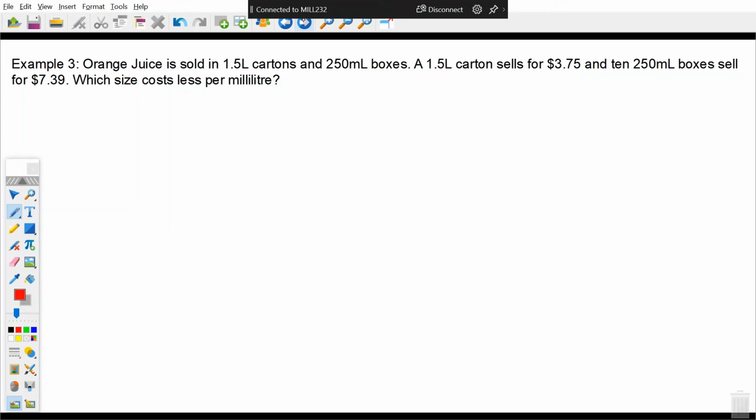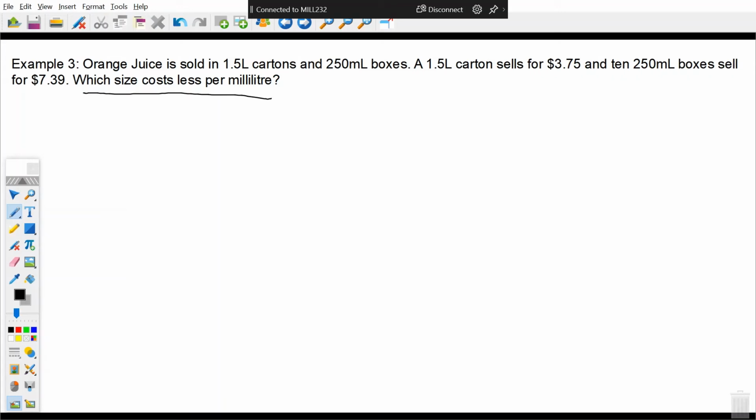Orange juice is sold in 1.5 liter cartons and 250 milliliter boxes. A 1.5 liter carton sells for $3.75, and 10 250 milliliter boxes sell for $7.39. Which size costs less per milliliter? So this is what we're looking for. Which size costs less?